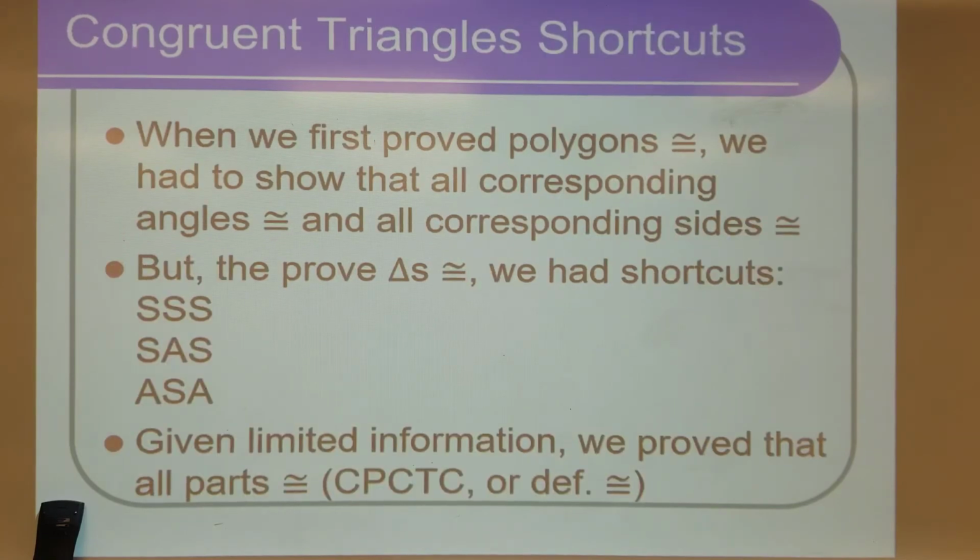So think back to when we were proving triangles, any polygons congruent in our first lesson of our fourth unit together. We found that we had to show that all of the corresponding angles were congruent and all of the corresponding sides were congruent. But when we were dealing with triangles in particular, we had a handful of shortcuts. We had hypotenuse leg, side-side-side, side-angle-side, angle-side-angle, angle-angle-side. There's a whole list that we would explore there to find key pieces of information and apply those key pieces of information.